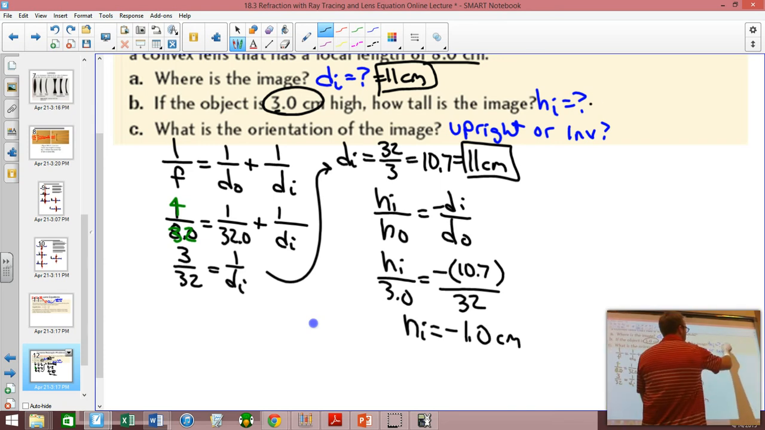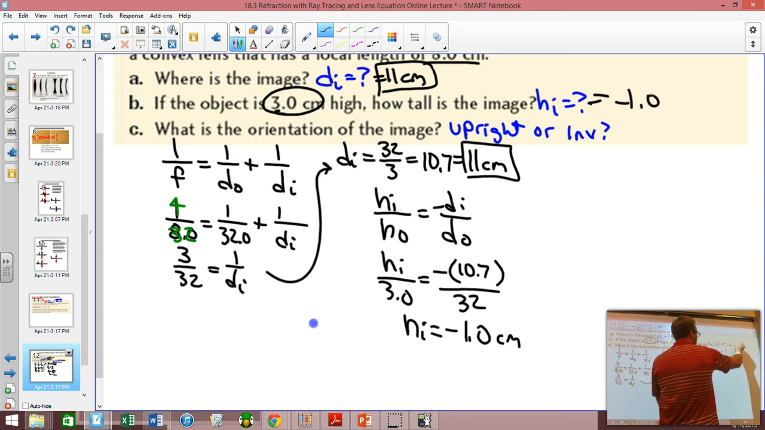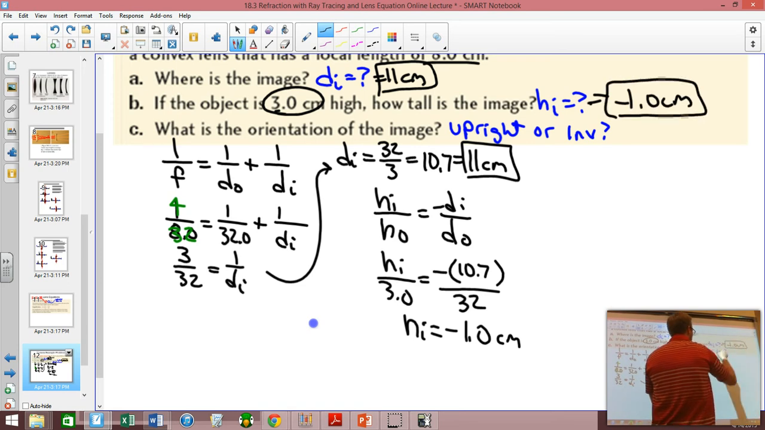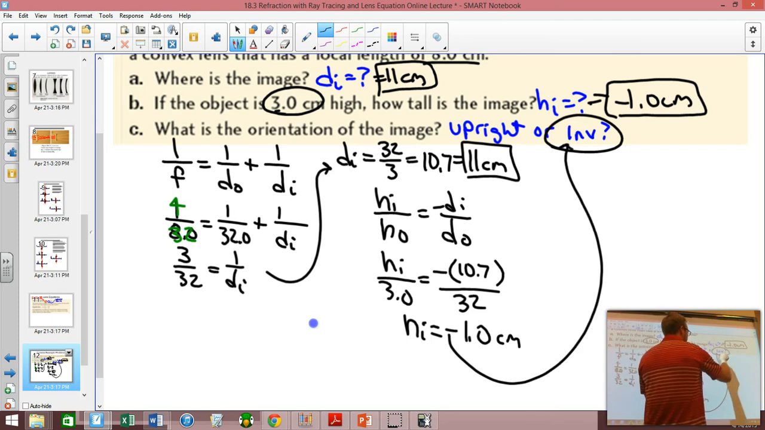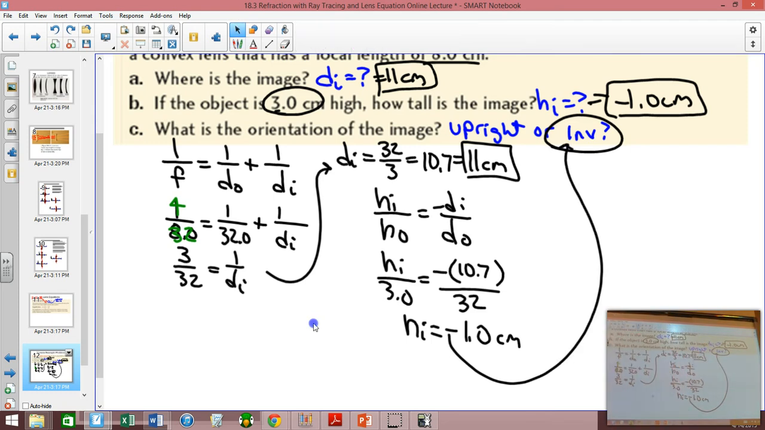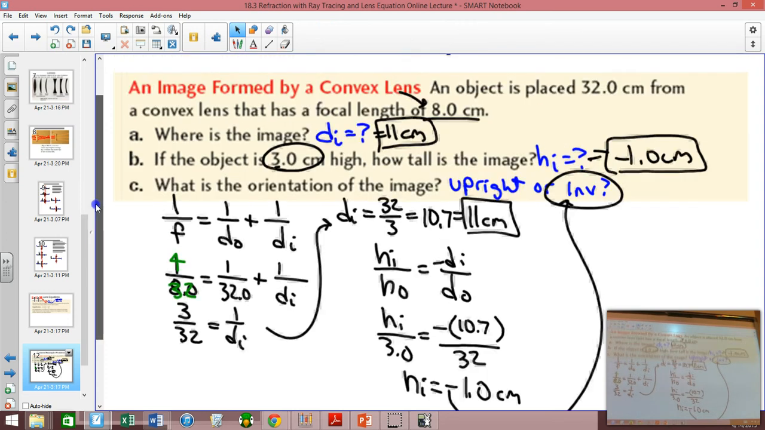So, height, negative 1.0 centimeters. Upright or inverted? It's inverted because of that negative. Since the height's negative, it's telling you it's upside down.